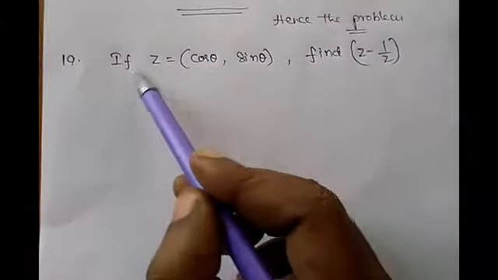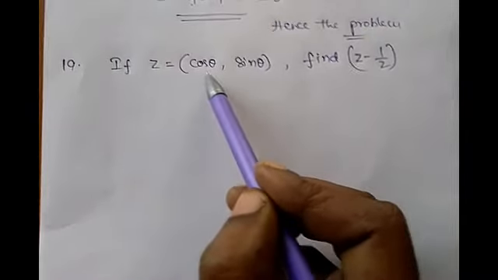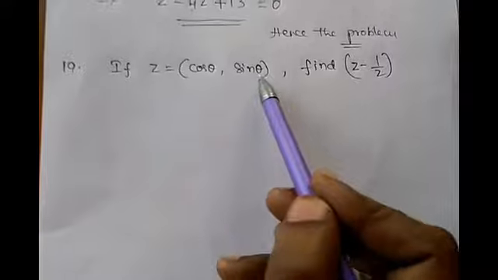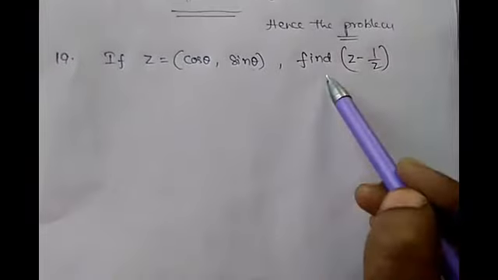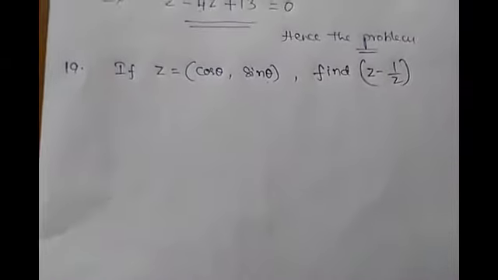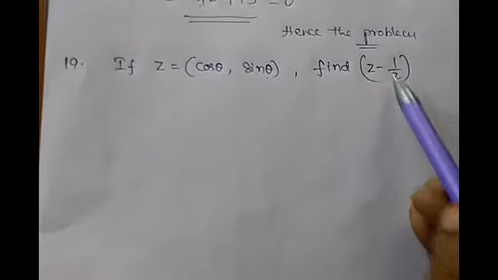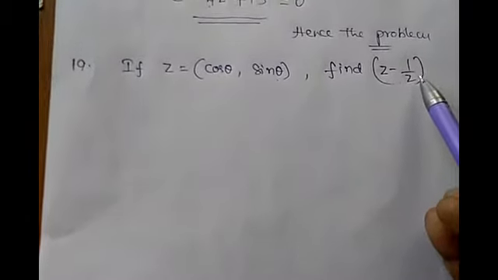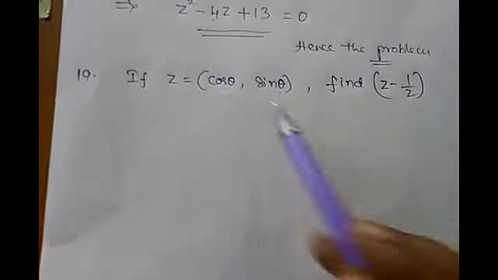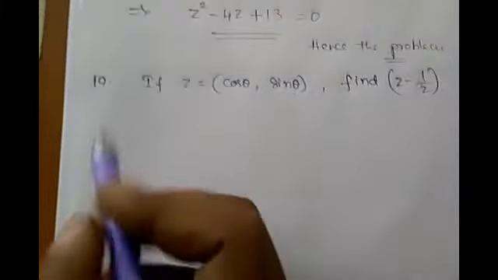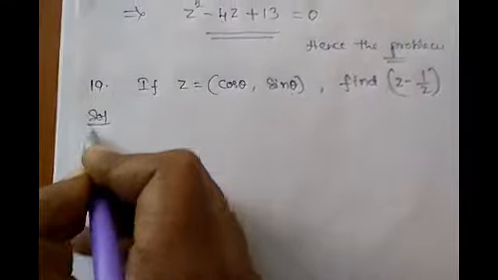Next problem. If z is equal to the ordered pair (cos theta, sin theta), find z minus 1 by z. To find z minus 1 by z, first we have to find 1 by z. 1 by z means what? The multiplicative inverse of z. Let us do the solution.